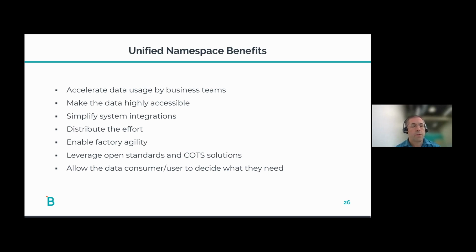And the UNS also allows you to distribute the effort. So instead of moving all the data into an IT system and having the IT engineers try to make sense of all this OT data and try and sift through it and have a number of meetings with the OT team to try to understand what's going on and how do we make use of this, well, now we can provide a solution to the OT team to actually contextualize and assemble the data from their systems and then publish it to the UNS. And then anyone in the company can get access to it.